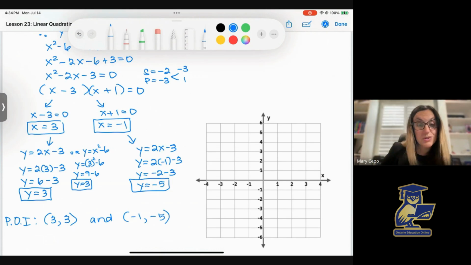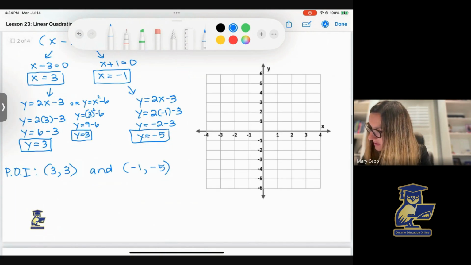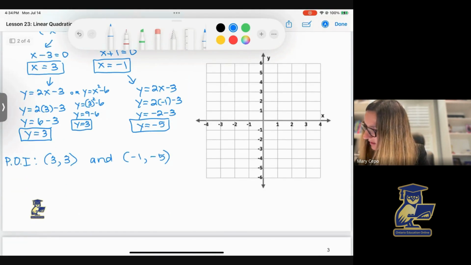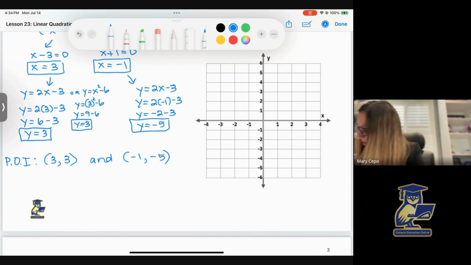So we're going to quickly do a sketch to verify those are the points of intersection. We have y is equal to x squared minus 6. Quickly, we know that's the parent function. It has a vertical translation down 6 units. So 0, 0 would be here, here, and here.